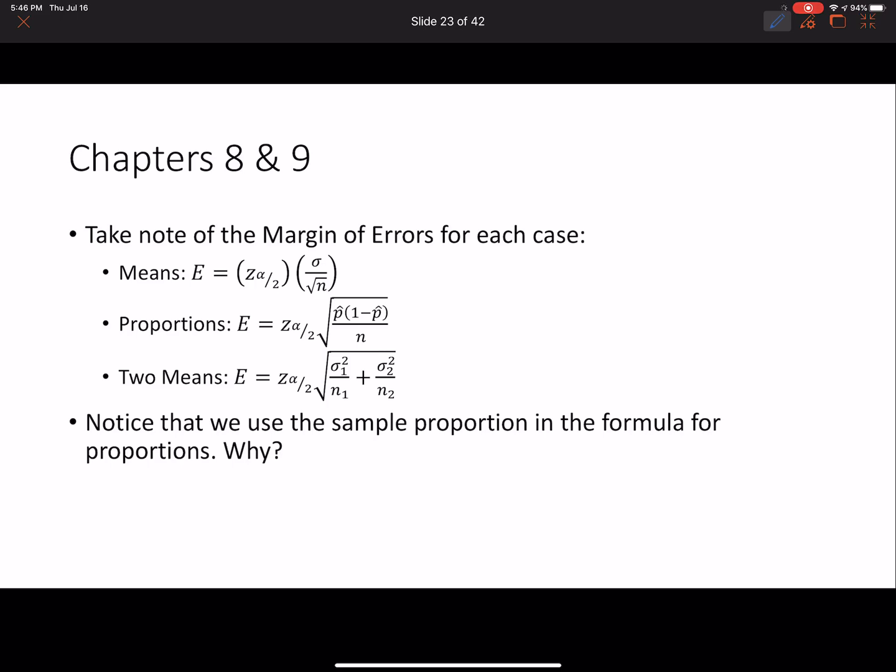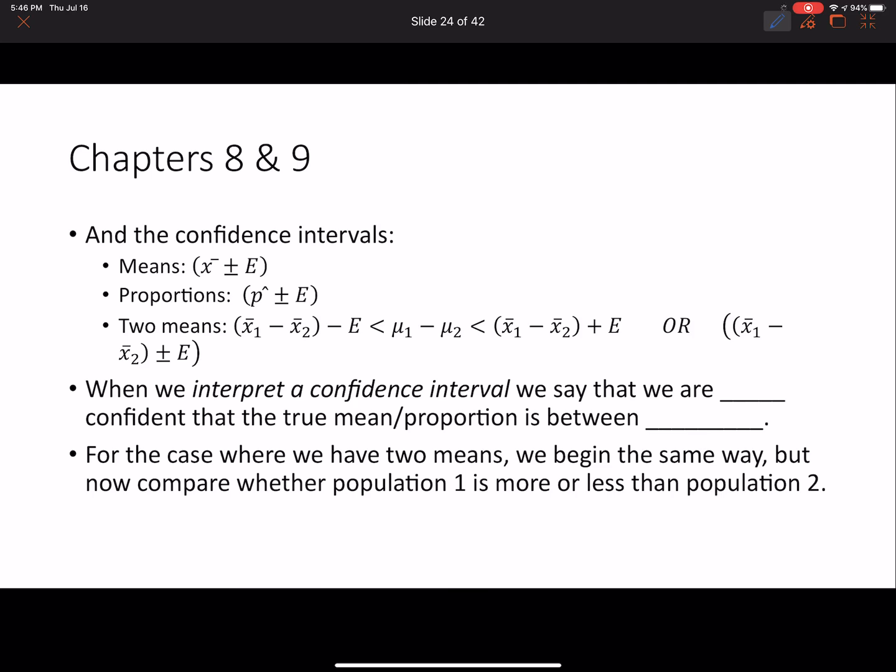Now there's a question here. It says, notice that we use the sample proportion in the formula for proportions. The question is, why do you do that? The answer is very simple. We don't know what p is. That's why we're estimating it. So you have to use p hat in this case. And of course, there are the formal formulas themselves. For the mean, you take the x bar, which is your point estimate, plus or minus that margin of error. That formula was on the previous slide. Same thing for the proportions, and then for the two means.